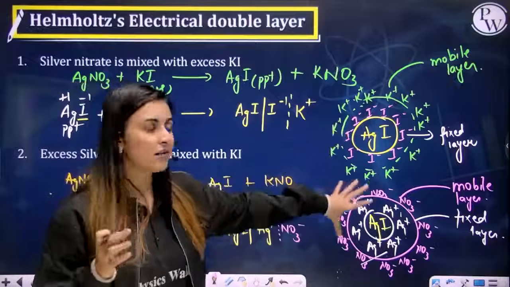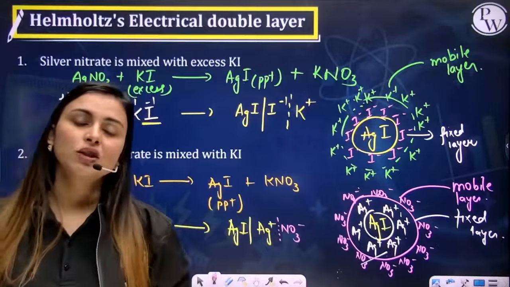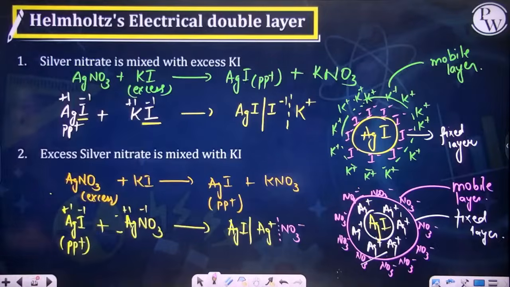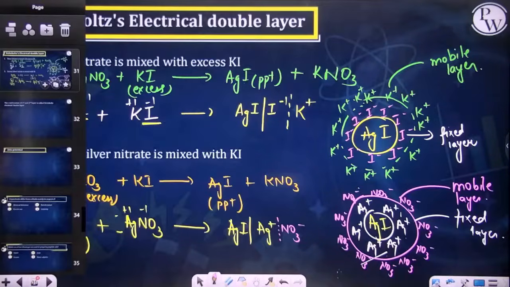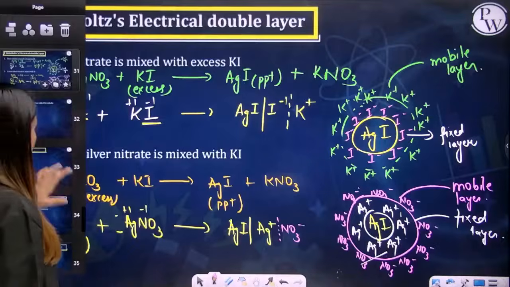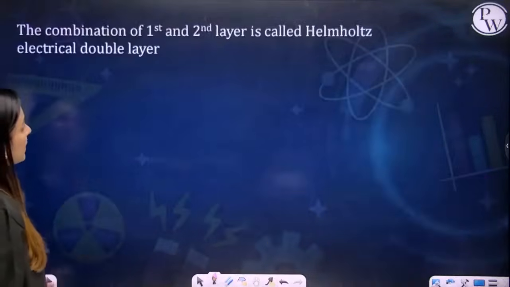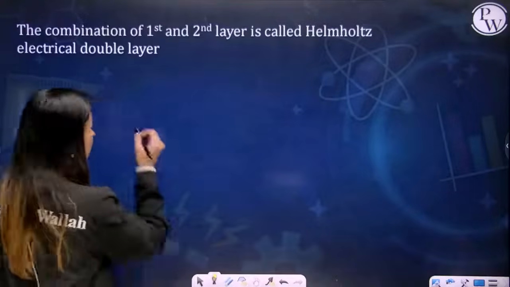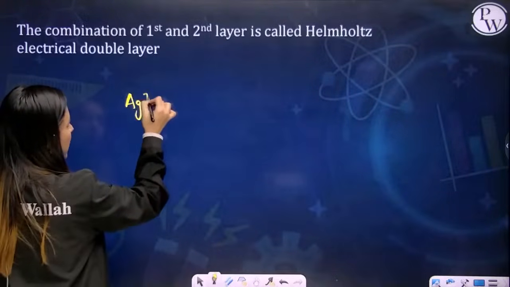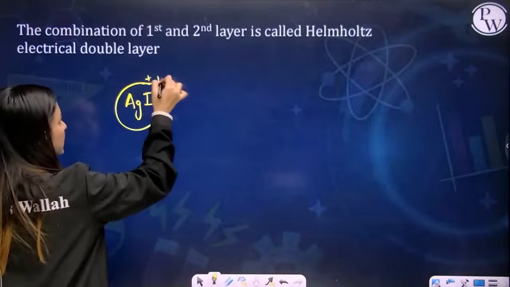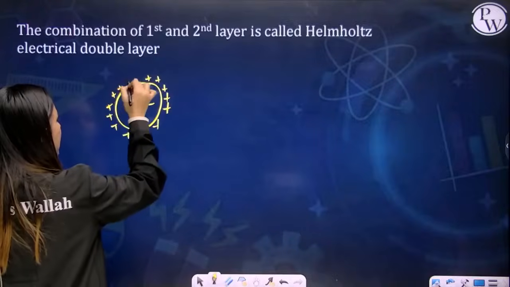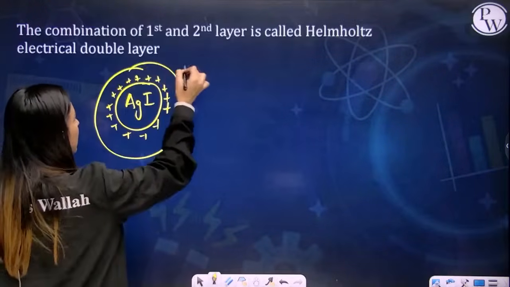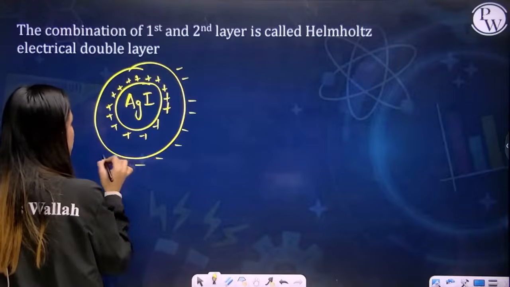This is how layers are formed and how your colloids get charged. Please write it down and then we'll move forward. I hope you've written it. Now, my dear students, let's write it here. You have a PPT here. Let's say we were talking about AgI and we have a positively charged ion here, and then a negatively charged ion above it.